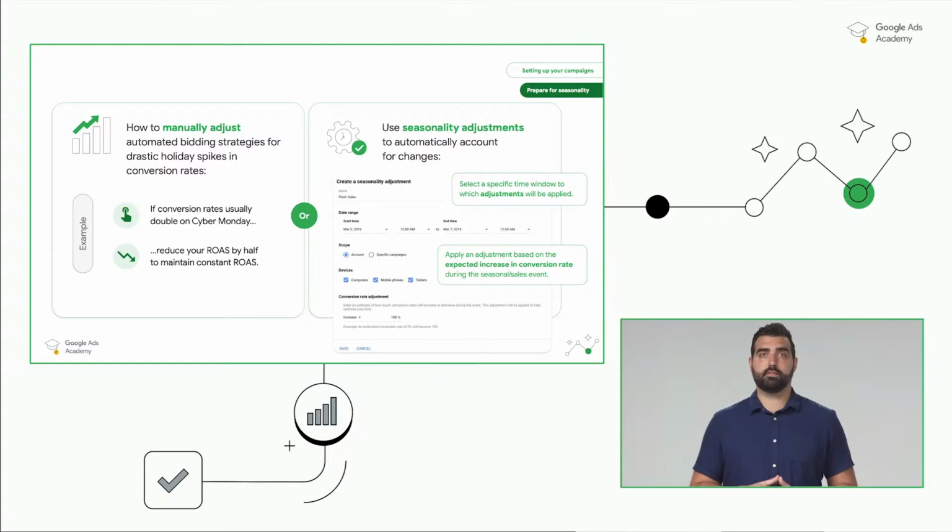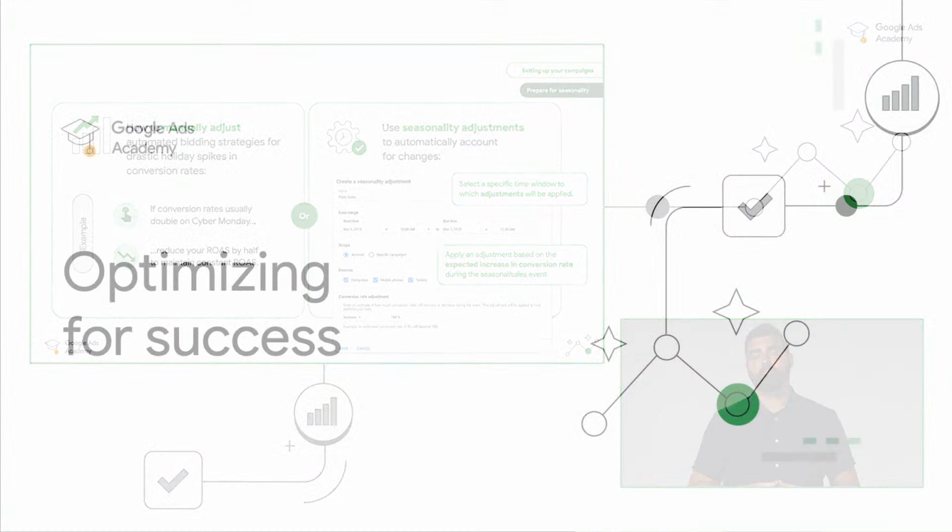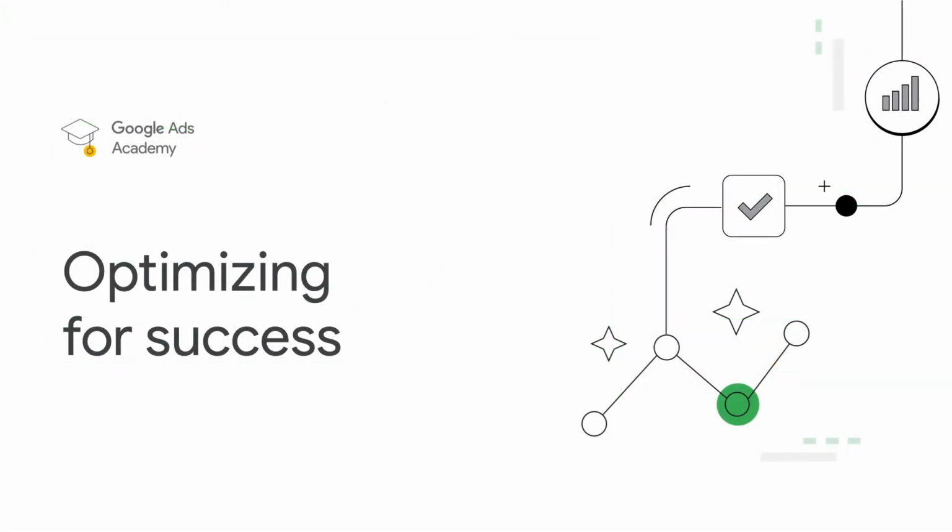Remember that in both of these cases, you should only make a change for drastic expected changes in conversion rate. Otherwise, Performance Max and Smart Bidding do a great job at reacting to changes in consumer demand and auction fluctuations already. Awesome, now let's dive into optimizing Performance Max for success.